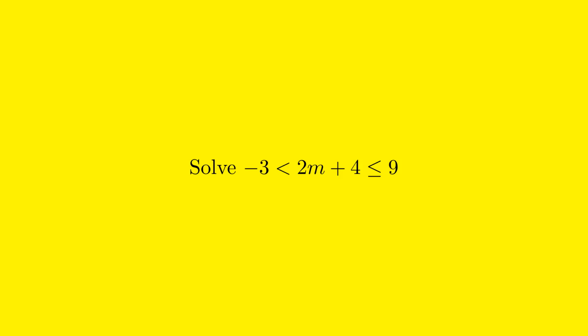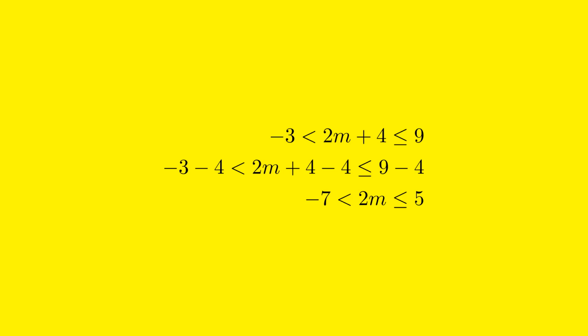Today we will be solving a single or double inequality of the form -3 < 2m + 4 ≤ 9. We will be providing the inequality form as well as the interval notation form of the solution. Let's get started.